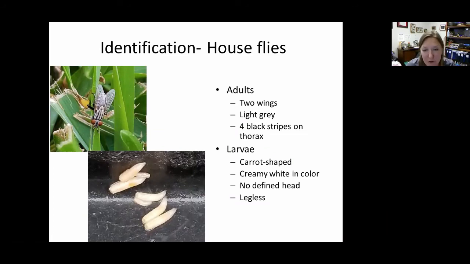You're probably also familiar with the larvae. Larvae for flies are commonly called maggots, and they all pretty much look the same. I mean, there are some slight differences, but a lot of times when we're dealing with maggots, we have to rear them out to tell what they actually belong to. So these are going to be tapered or a carrot shape. They're going to be creamy white in color. They are legless, and they kind of scooch along to actually move, and they don't have a defined head. And this is another photo that I just took yesterday. My neighbors threw out a bunch of stuff, and there were plenty of maggots in the garbage.